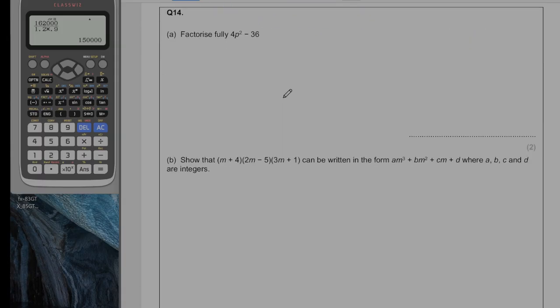Right, question 14. Factorize fully 4p squared minus 36. So this is the difference of two squares. What I can do is take out a factor of 4 just to make it a bit simpler. p squared minus 9. So that means that 4 times by p plus 3 times by p minus 3. So 4 times p plus 3, p minus 3.